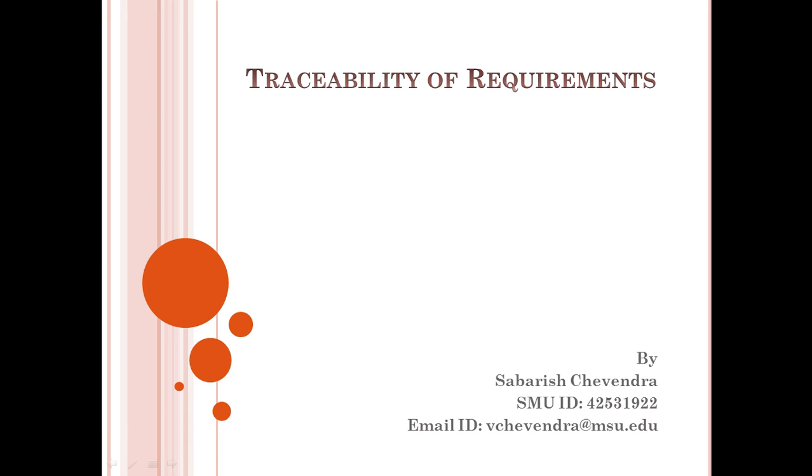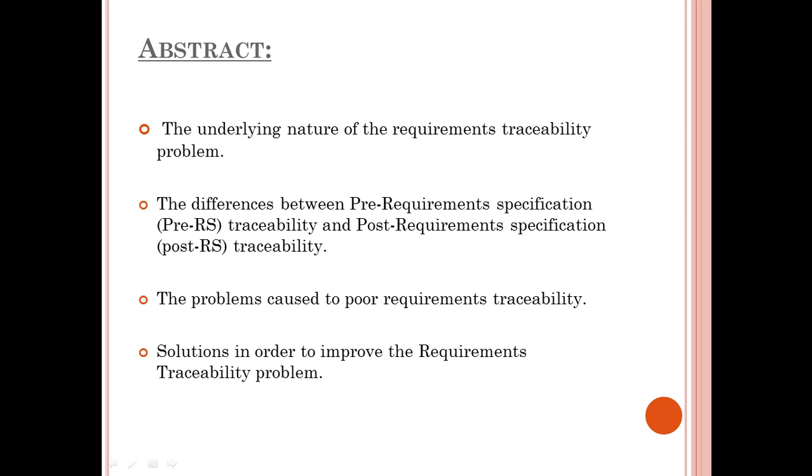Today we are going to discuss the traceability of requirements. In traceability of requirements, we understand the underlying nature of the requirement traceability problem and the two different types of requirements traceability, that is pre-requirement specification traceability and post-requirement specification traceability. And what are the several problems that occur and what are the different solutions to improve these requirements traceability problems.